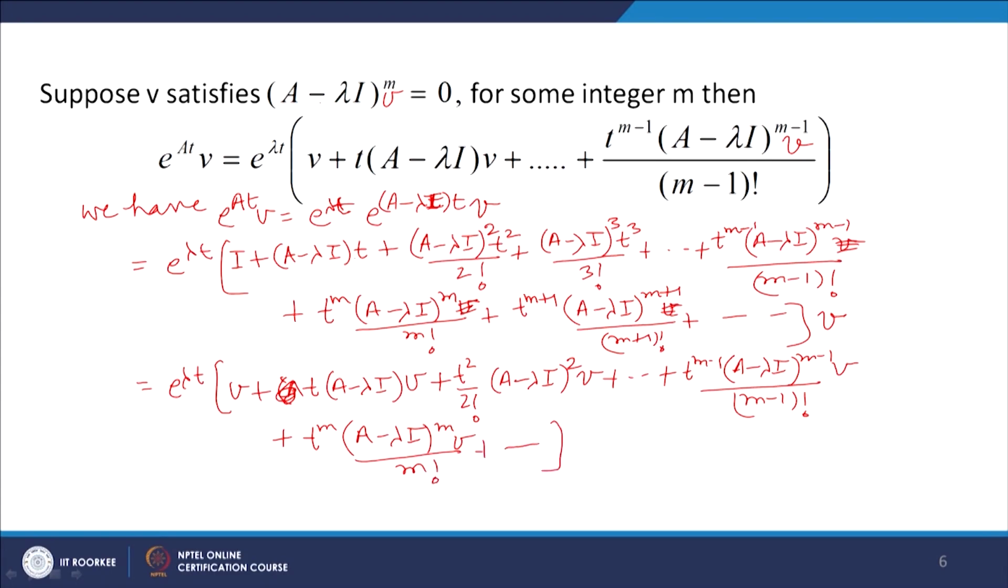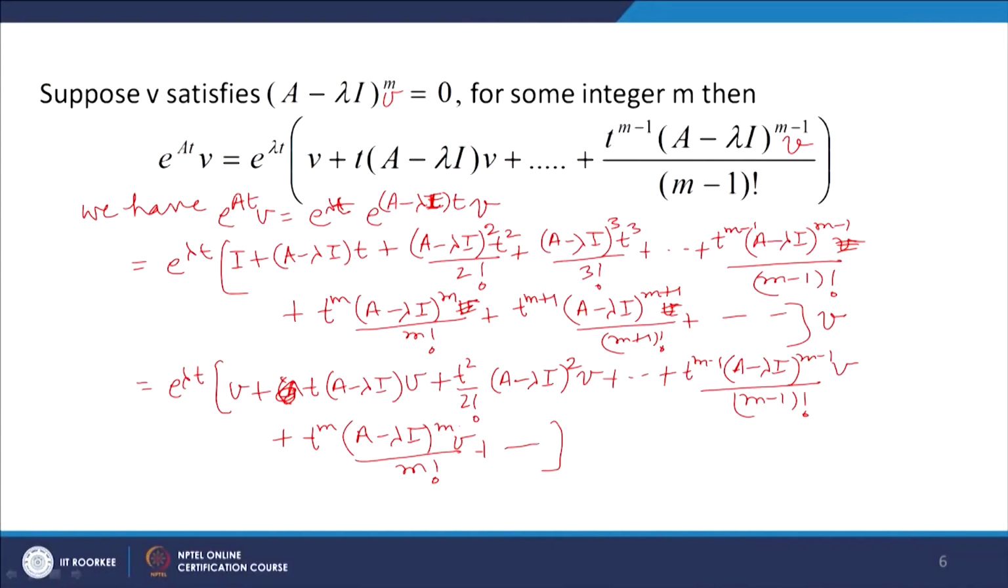Now, if b satisfies (A minus lambda I)^m b equal to 0 for some positive integer m, then what will happen? This term, t to the power m (A minus lambda I)^m b over m factorial, will be 0, and after this we will have t to the power m plus 1 (A minus lambda I)^(m plus 1) b upon (m plus 1) factorial. That term will also be 0 because you can operate on this equation by (A minus lambda I), so that you get (A minus lambda I)^(m plus 1) b equal to 0.